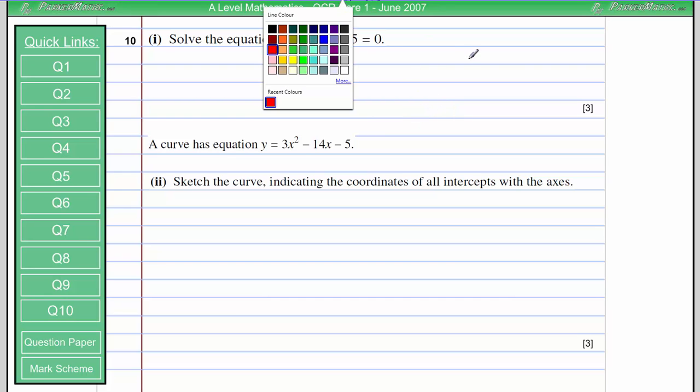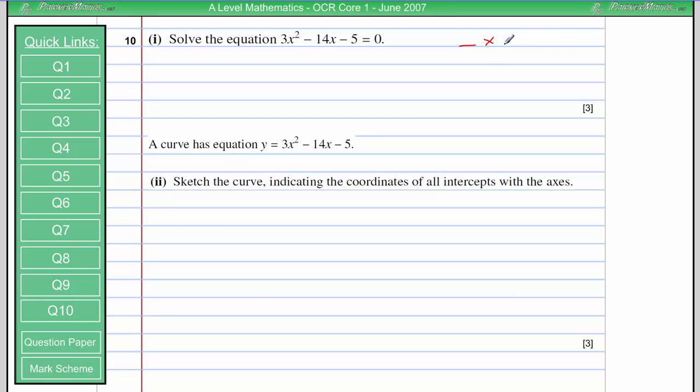So I'm going to look for two numbers that multiply together to give me ac. So that's 3 times minus 5, which is minus 15. I also want two numbers that are going to add together to give me b, which is minus 14.